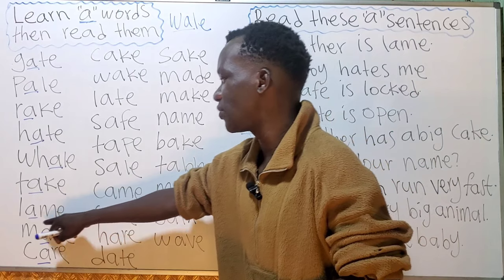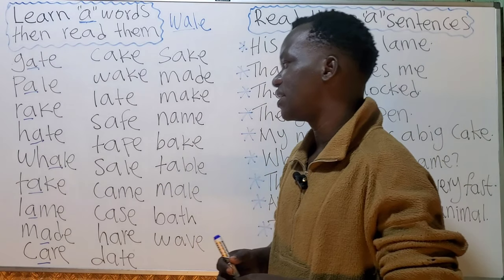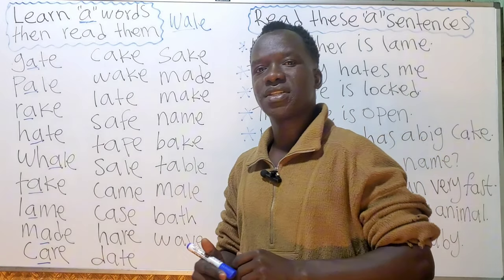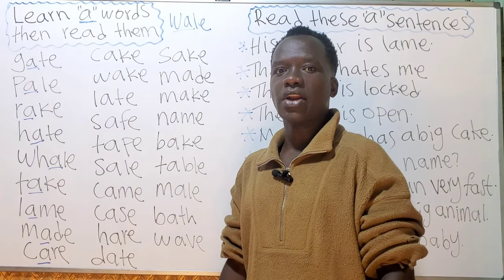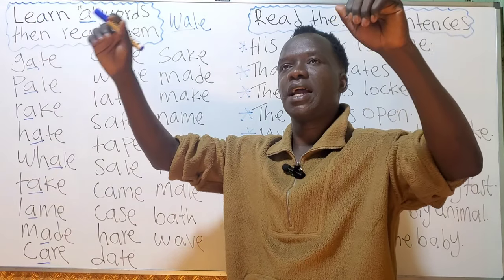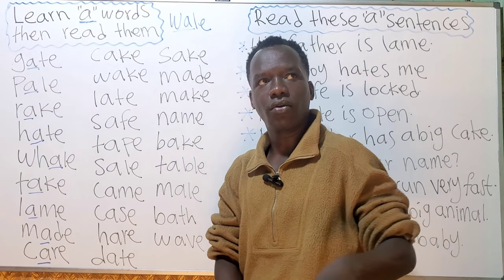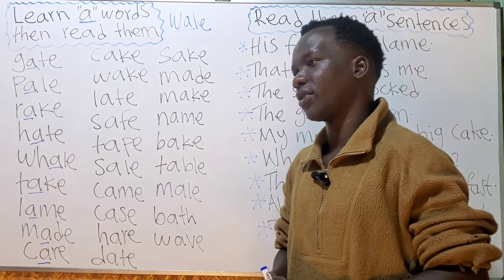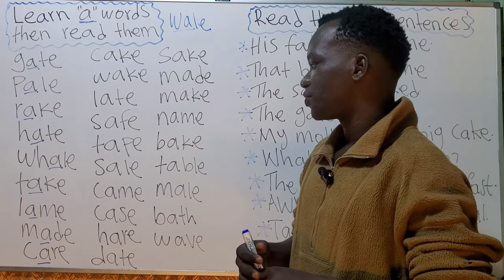And then this one is not lamb. Don't read it lamb. It is lame. Lame means someone who is disabled. Maybe a normal person has a straight hand, but a lame person can have a twisted hand like this, or a crooked leg, a disabled leg, or a disabled body part. Yes, that can be a lame person.